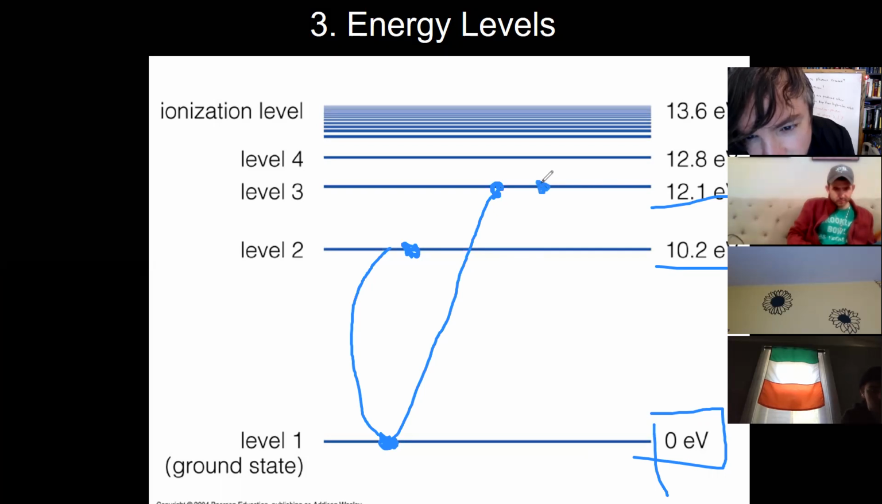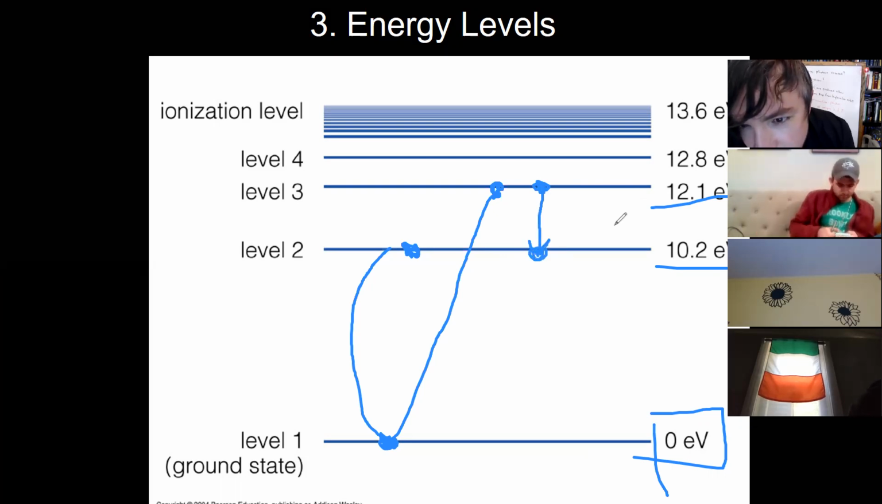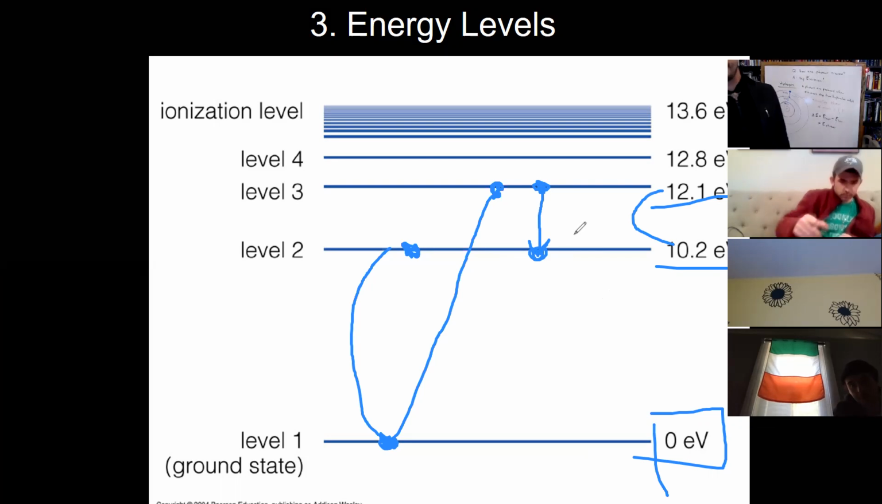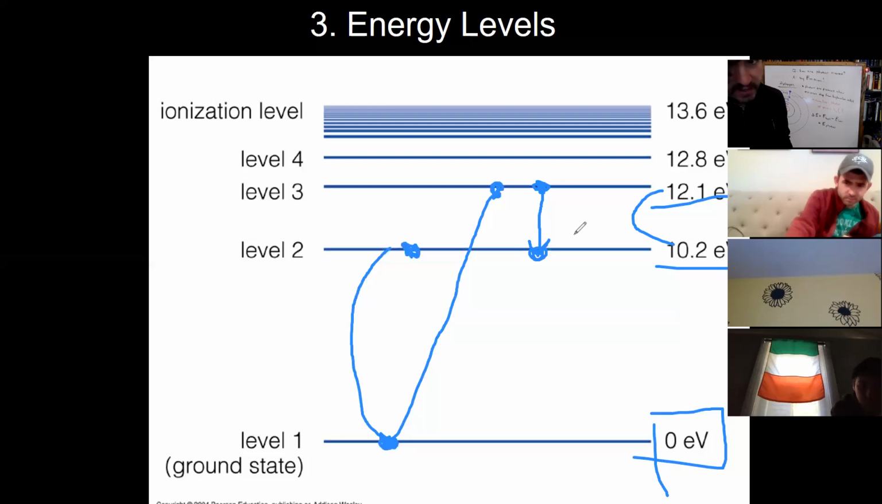Class, what if an electron drops from orbit 3 down to orbit 2? How many electron volts is it going to lose? From here to here. 1.9. Say that again? 1.9. Yeah, 1.9 electron volts. It's the difference. And that's the photon that we're going to consider here today.